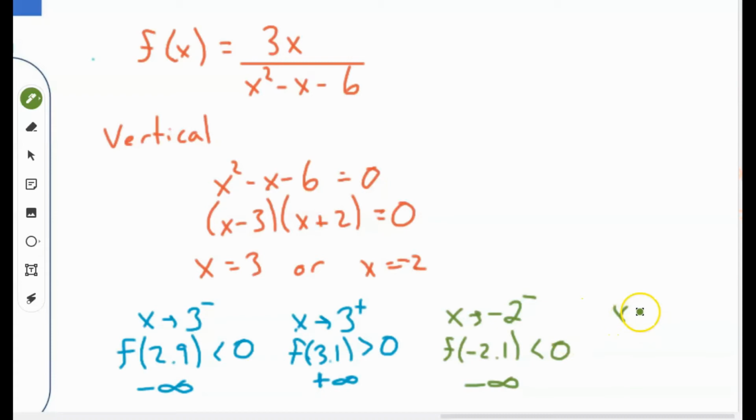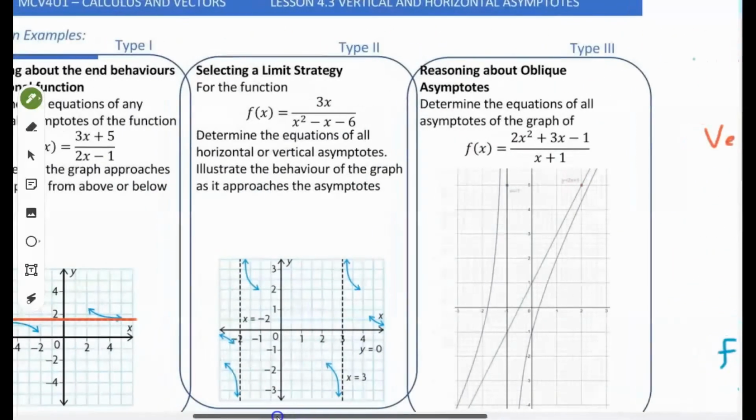If we test it from the right, so -2 from the right, test a number a little bit to the right of -2, like -1.9. And we get a value that's greater than 0. So it's approaching positive infinity. So positive infinity from the right, negative infinity from the left. And we can see that in our graph. So from the right, positive infinity, and from the left, approaching negative infinity.